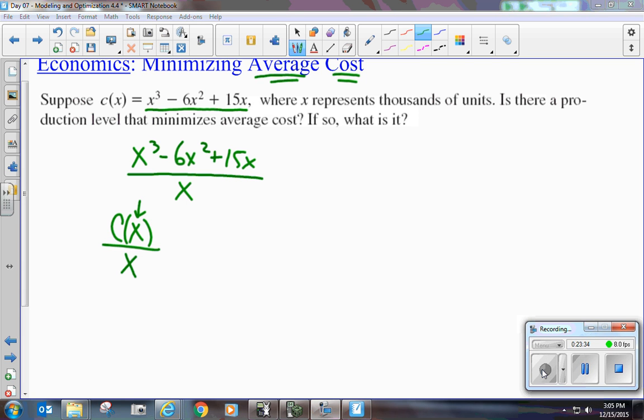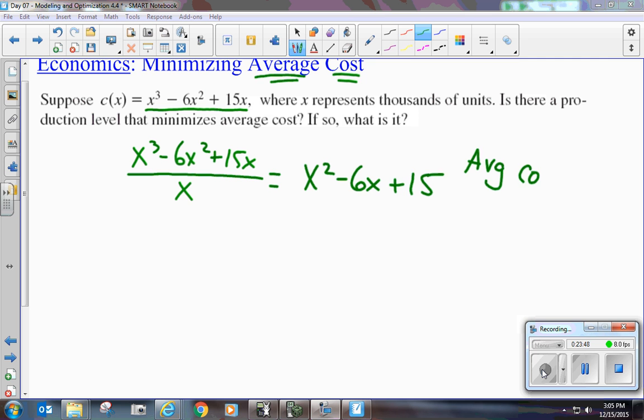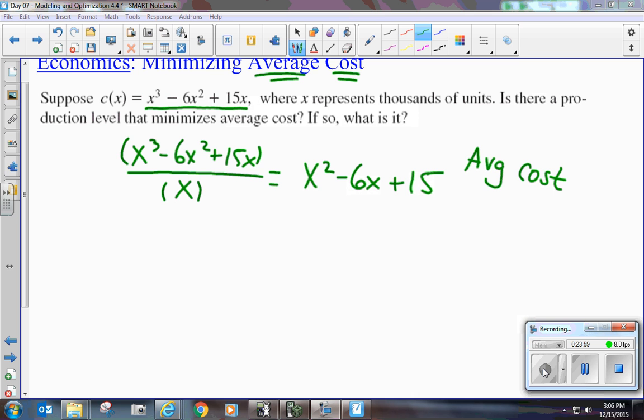So, if I actually work that out, that'll give me x squared minus 6x plus 15. All right? This is the average cost per unit x. Okay? Because I take my cost and I divide it per unit x, and that's what I get. All right? Now, if I want to figure out, so if this is the average cost, well, I want to minimize my spending. Right? I want to minimize costs.